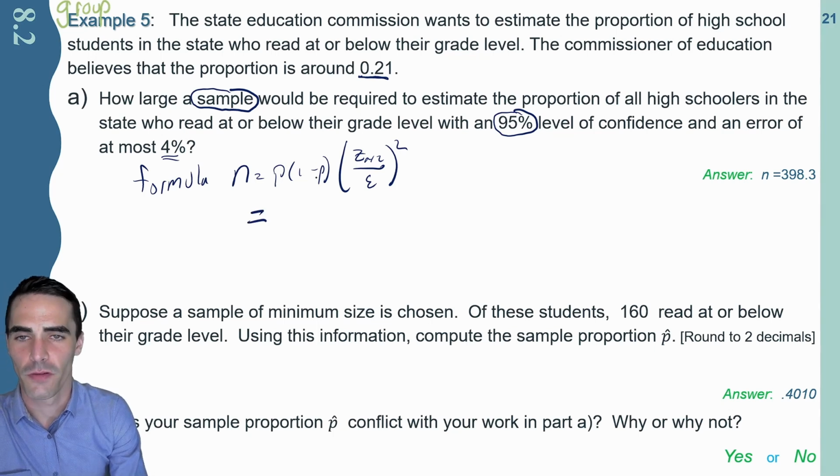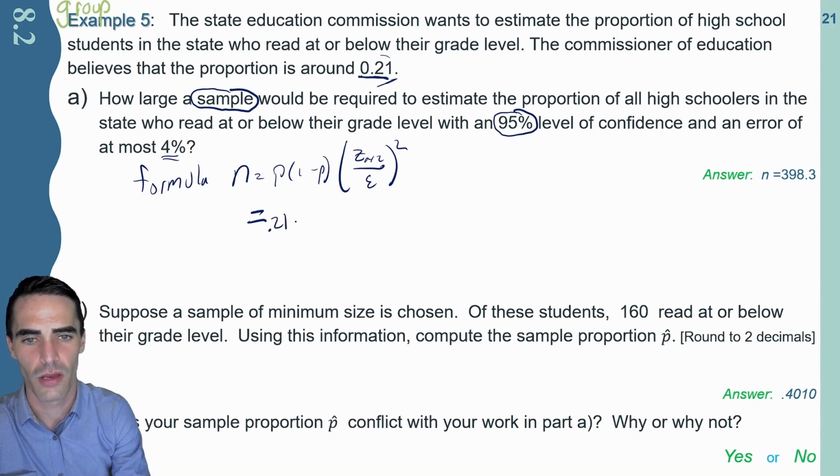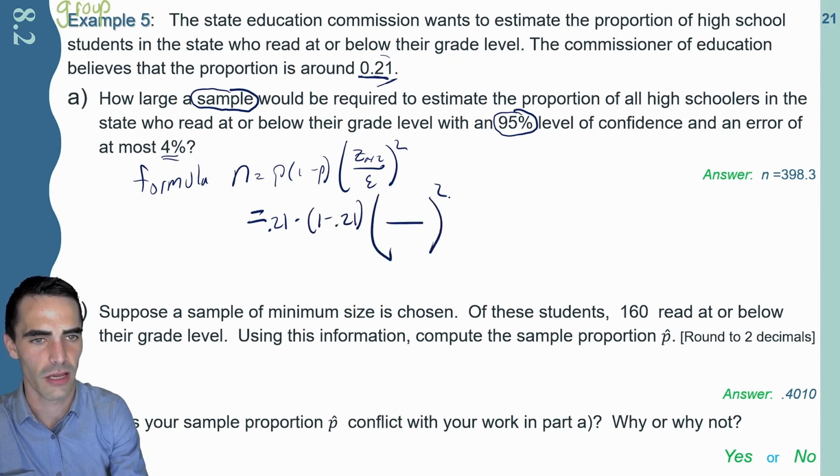For the proportion, for p that they're estimating, that's this number, this 21%. The Commissioner believes that the proportion is around 21%. So right here, 0.21, and then times 1 minus 0.21. Use bigger brackets, let's start that quotient.